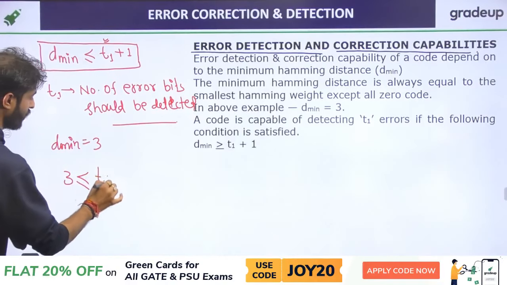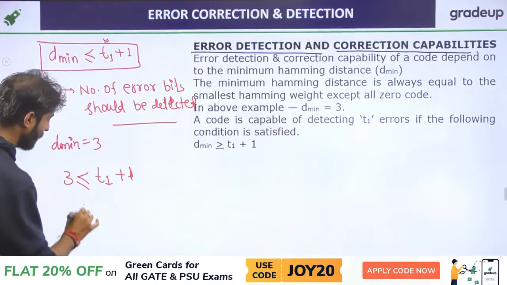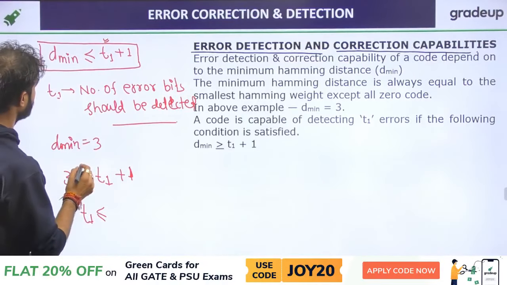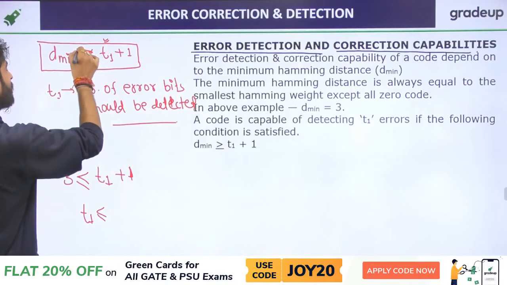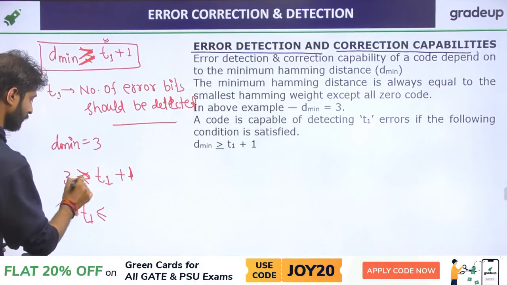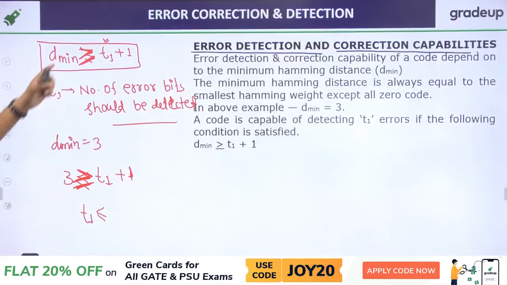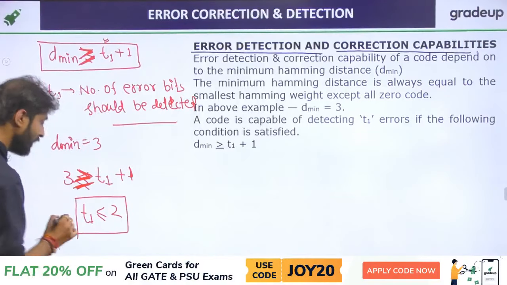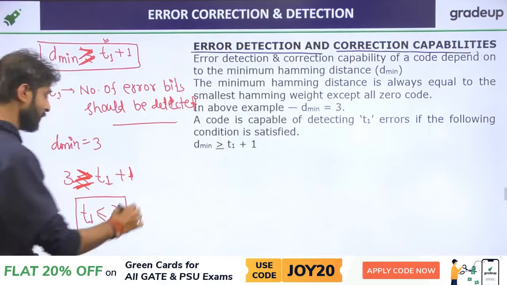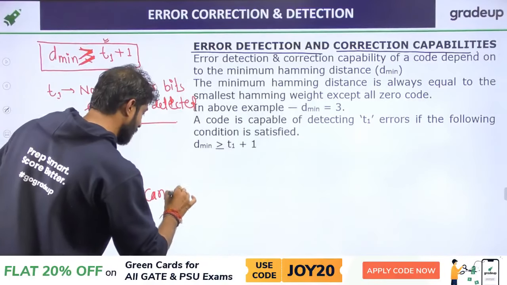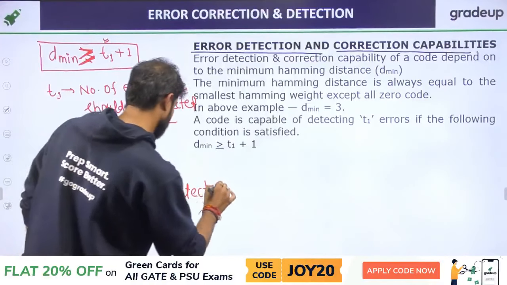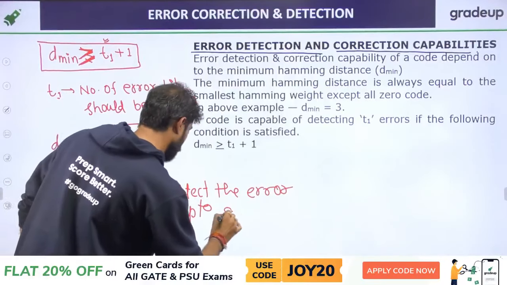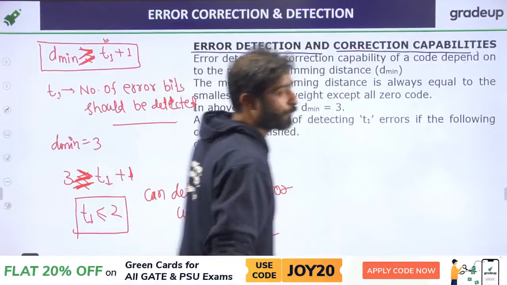3 less than equal to T1 plus 1. So I am writing T1 should be not less than, actually it is greater than or equal to. Just correct this one, that is the greater than equal to. So the T1 should be less than equal to what? 2. So this 6,3 code can detect the error up to 2 bits. Only 2 bits error can be detected from this, right?